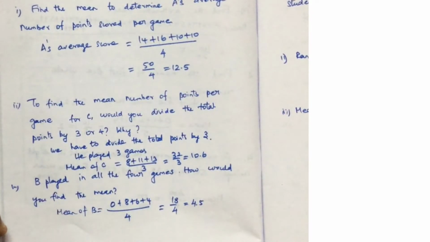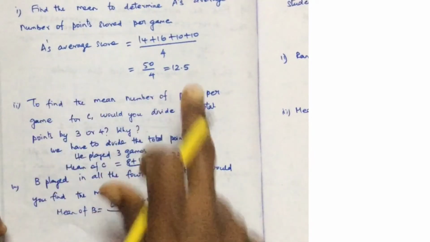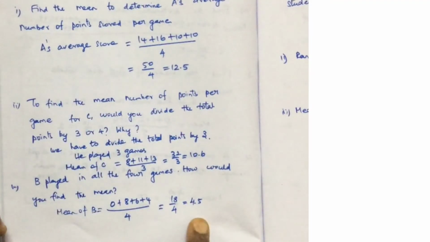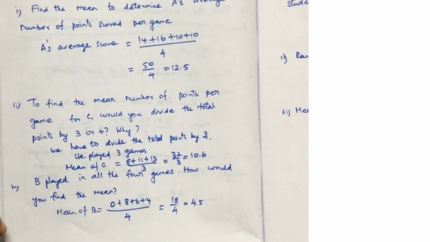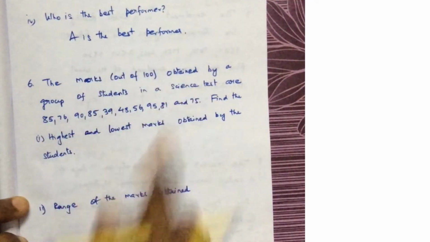Okay, so now we can check. A's average score is 12.5, B is 4.5 and C is 10.6. Who is the best performer? The best performer is A because he scored 12.5. A is the best performer.